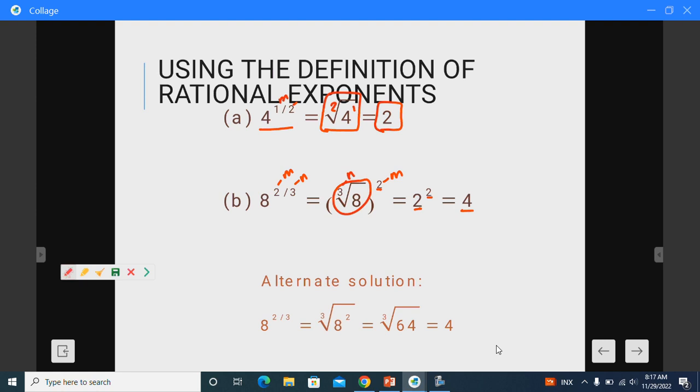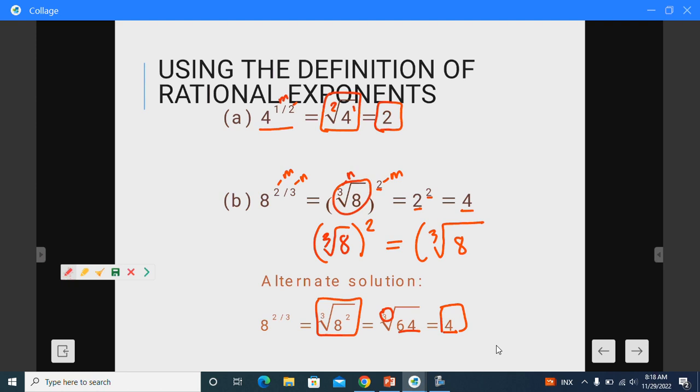An alternate solution for that one is you can have this. The cube root of 8 to the power of 2 is 8 to the power of 2, which is 64, and the cube root of 64 will give us 4. So you can see here that the cube root of 8 to the power of 2 is equal to the cube root of 8 to the power of 2. That is equal.